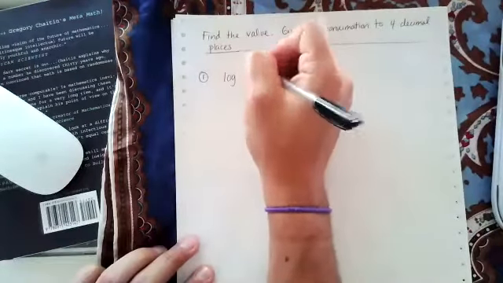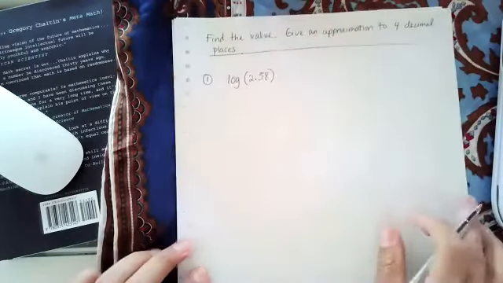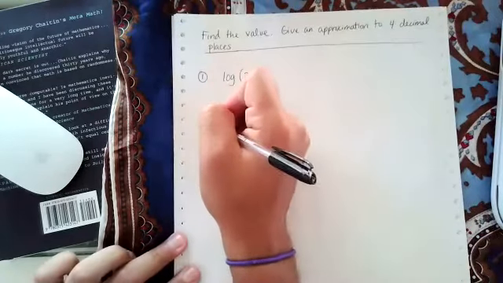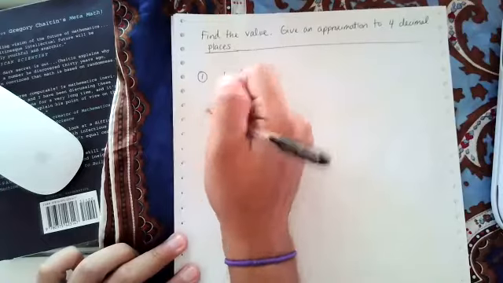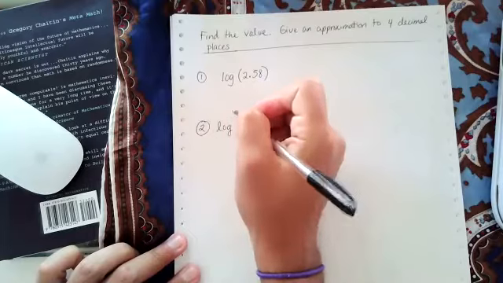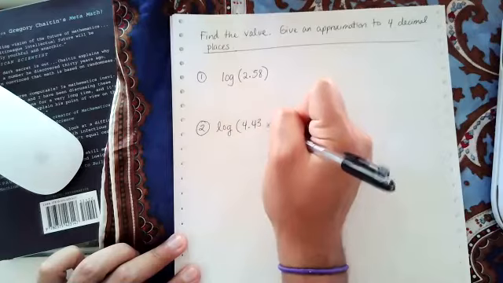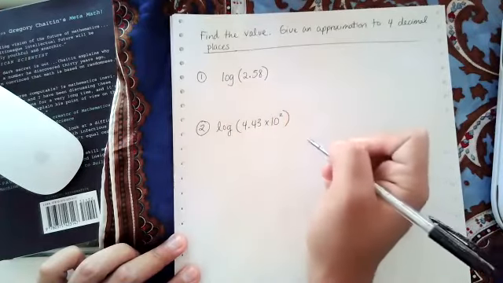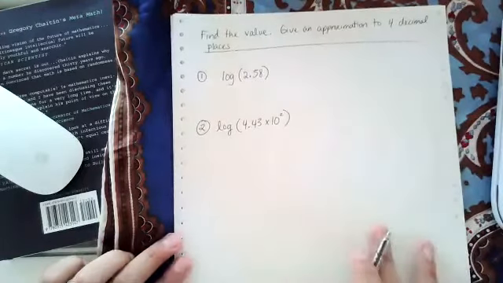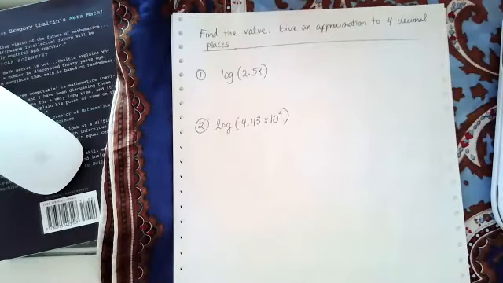So log 2.58. Then we'll want log of 4.43 times 10 to the second power. Okay, so how would you go about solving these?